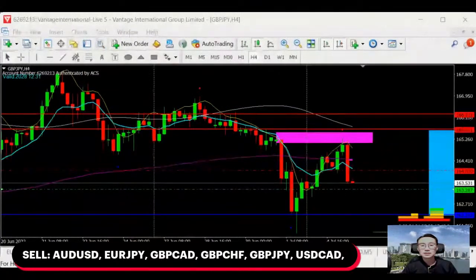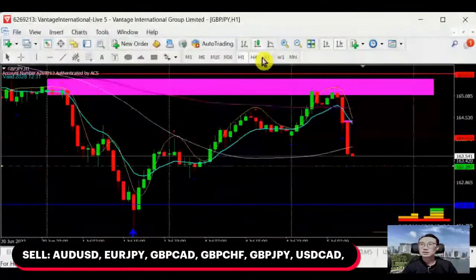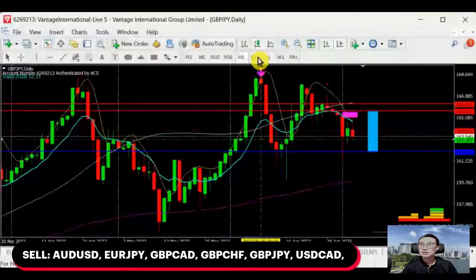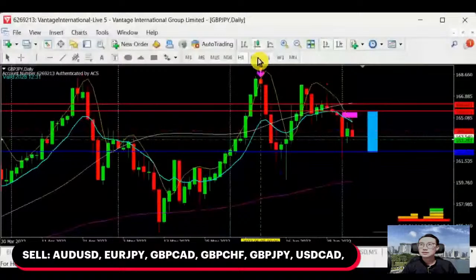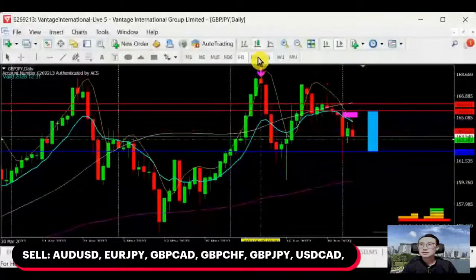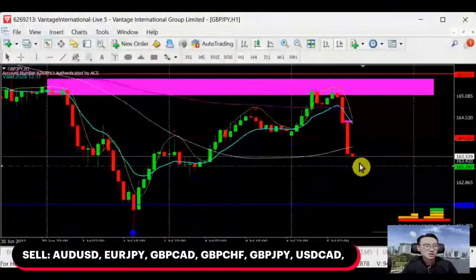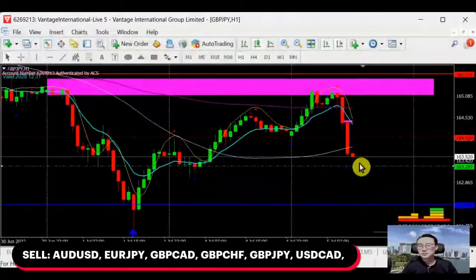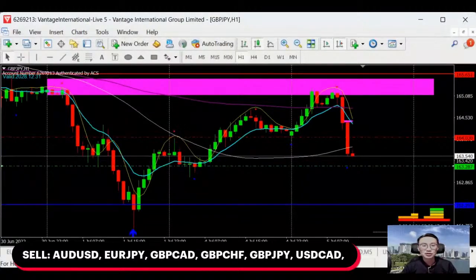Pound yen, is it time? Pound yen. Let's see. Hang on, DXY. Yen. Pound yen may be struggling a bit, but it may have one drop, and that is the final one. I think we have another chance.